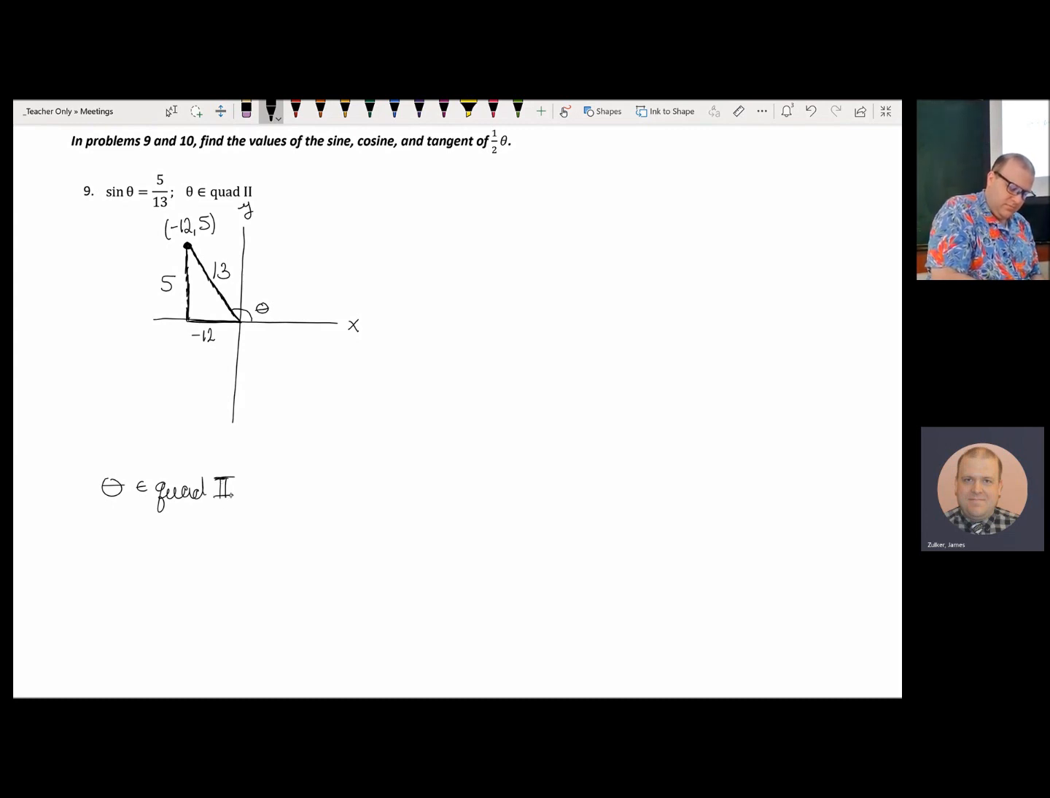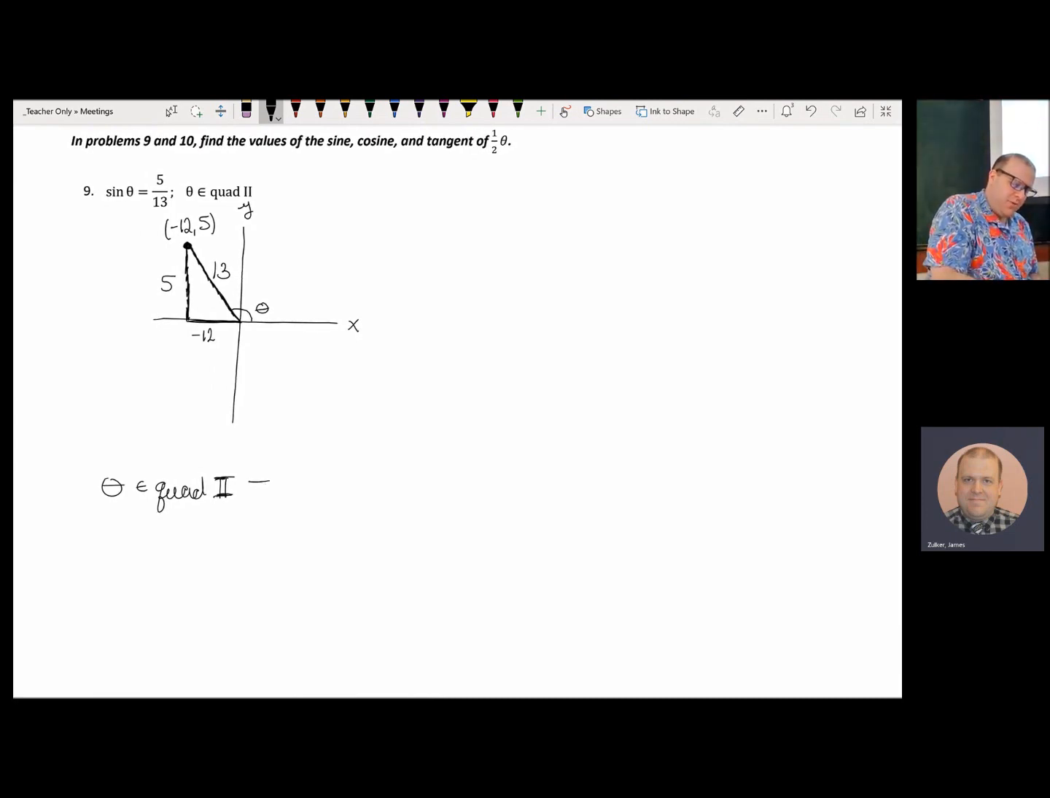I put the theta in the wrong place. I put it inside the triangle. That would be theta prime, the reference angle. Oh, okay. You meant this angle here, right? Yeah, that's the reference angle.